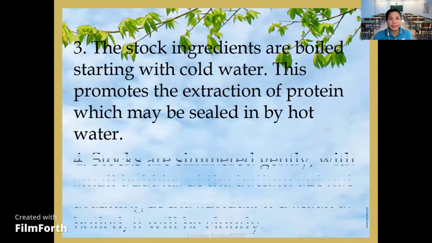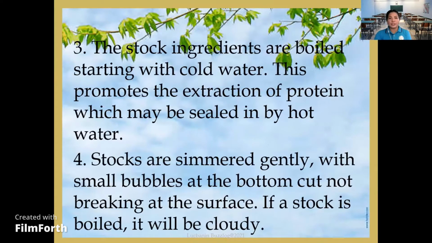And number 3 is the stock ingredients are boiled starting with the cold water. This promotes the extraction of protein which may be sealed in by hot water. And number 4, the stocks are simmered gently with small bubbles at the bottom, not breaking at the surface. If a stock is boiled, it will be cloudy.